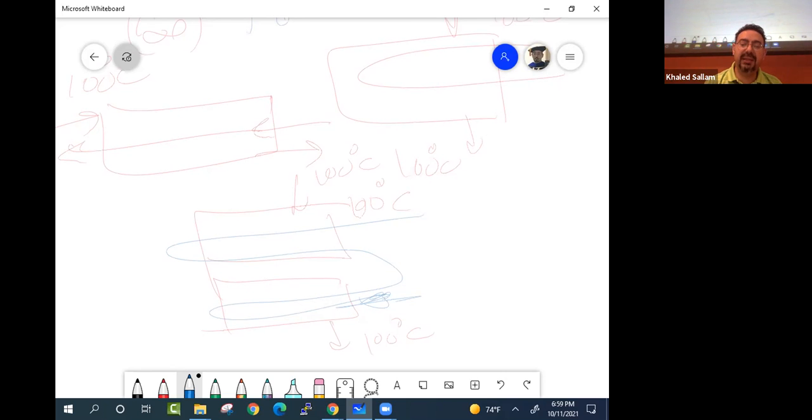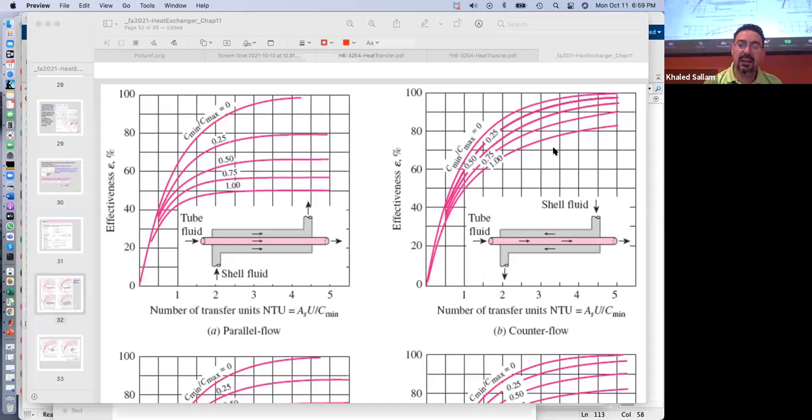So because of this, when you have phase change, I don't even have to tell you what kind of heat exchanger it is. It's the same equation. C min over C max will be zero. So you just calculate NTU, the number of transfer units, come here, and read the effectiveness. So the effectiveness is just a function of the surface area and the flow rate of the other fluid, the C min, the cooling fluid.